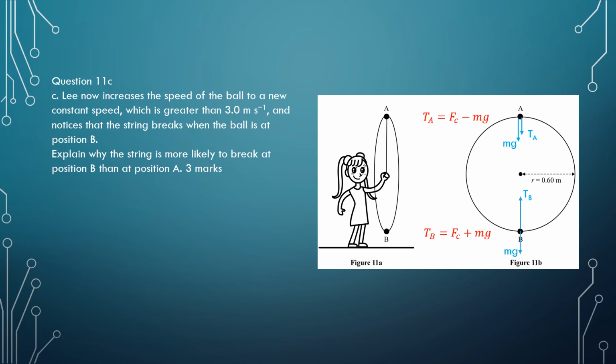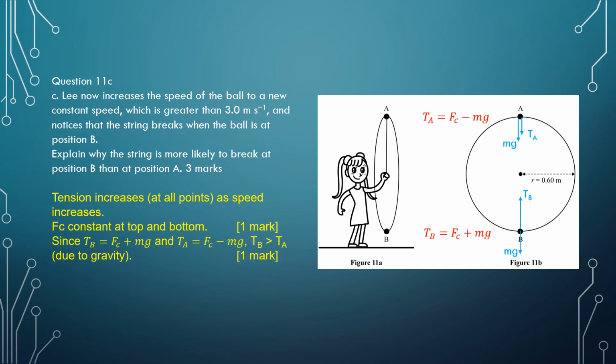Since the speed of the ball is constant, Fc is constant at the top and bottom. However, Tb is the sum of Fc and mg, and Ta is the Fc minus mg, so Tb is larger than Ta. Thus, the string is more likely to break at point B.